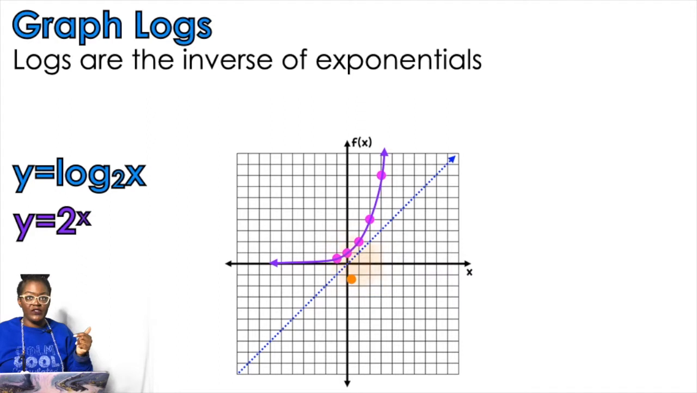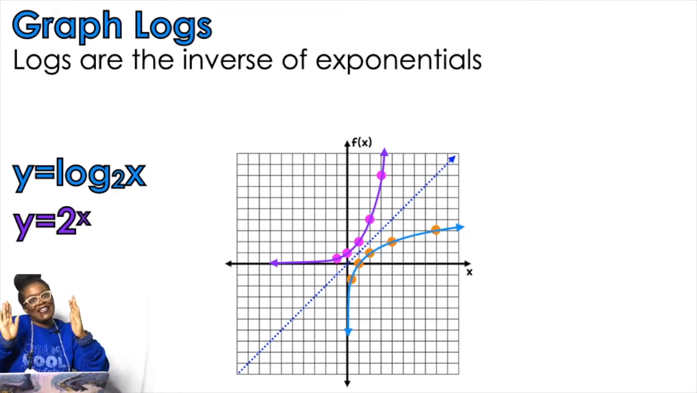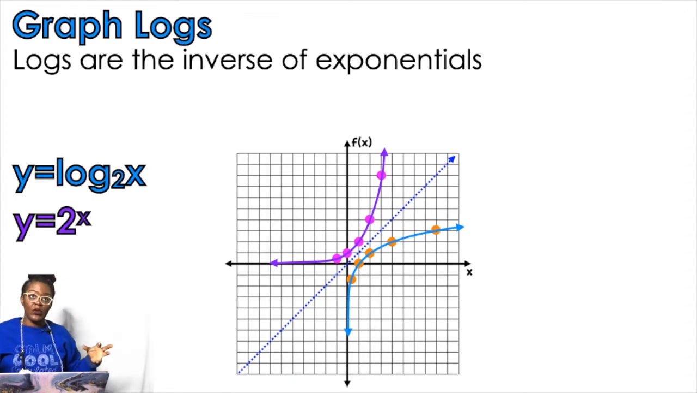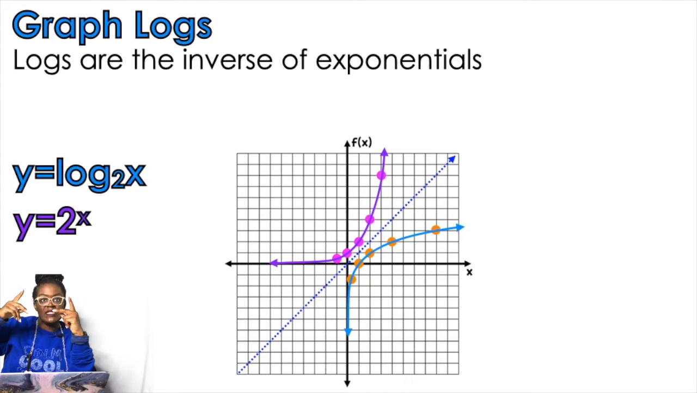So first reflect that point. This is our second reflection point, third, fourth, and then our fifth. So look, it's a perfect mirror image. Okay? The other option is I could have made a table, right? And when I made that table, I could just flip the x's with the y's, and plot those points.